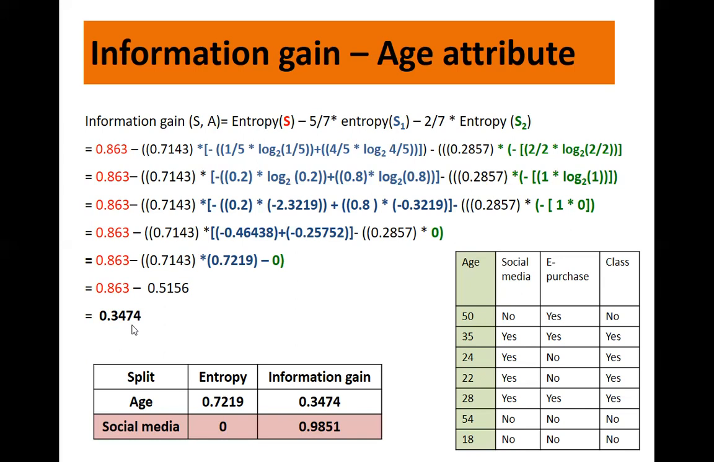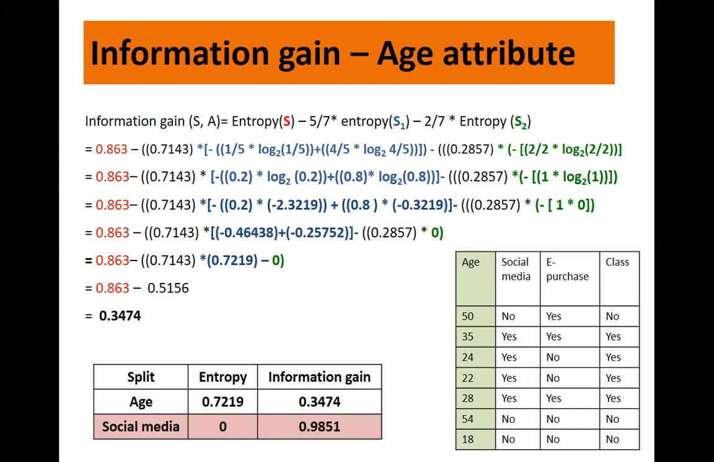0.3475 as the information gain. So information gain is quite less as compared to social media. In case of social media, entropy was 0 and information gain is 0.9851. In case of age attribute, entropy is 0.7219 and information gain is 0.347. Fine. So you gain more information if you are using social media as a splitting attribute. Fine.